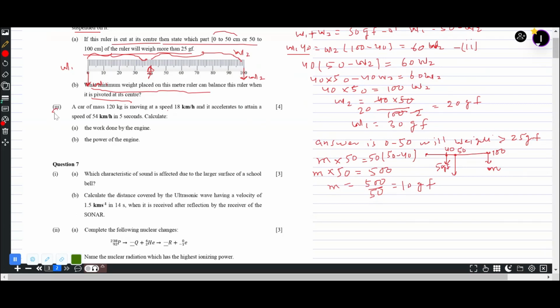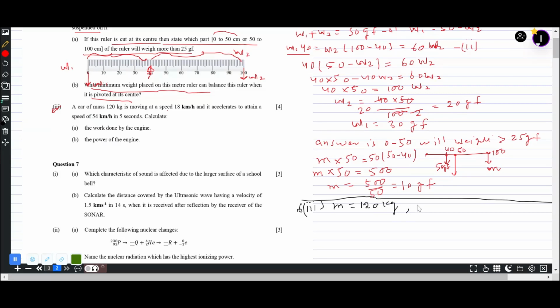Question number 3. A car is moving at a speed of 18 km per hour, accelerates to attain a speed of 54 km per hour in 5 seconds. Okay, first we'll mark the boundary. So this question is over now. Now we are doing sixth question, part 3. The car's mass is given. So what is the mass of the car? M is equal to 120 kg.